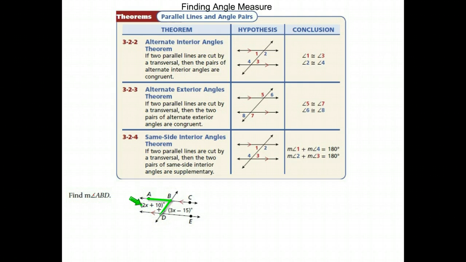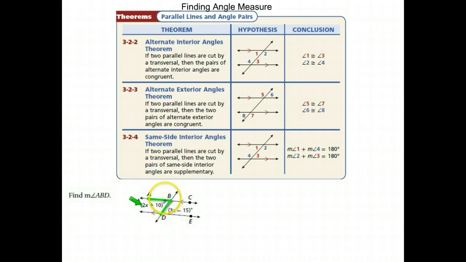We know it's 2x plus 10, but that does us no good because to get an answer, we need to not have an x in there, we just need a number. So what we have to do is find an equation that will let us solve for x, so we know what the number x is, and then we can put it back in to find the measure of angle ABD.